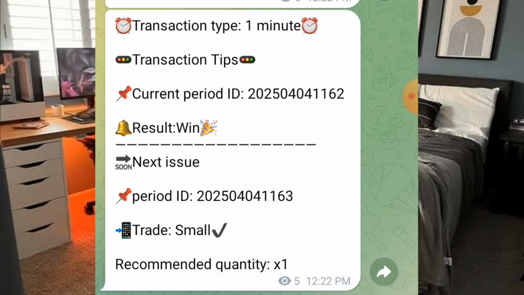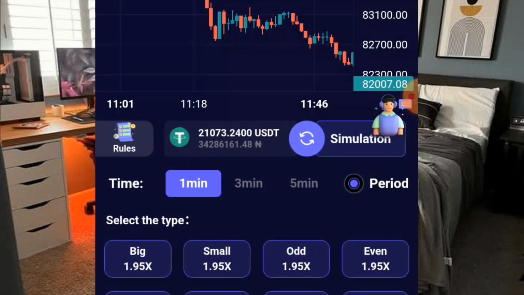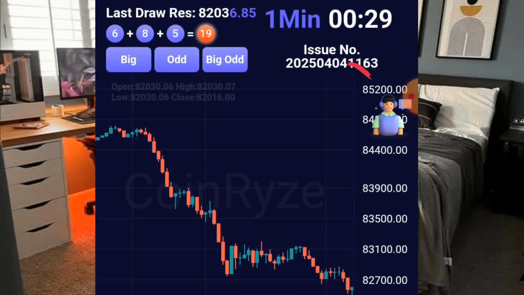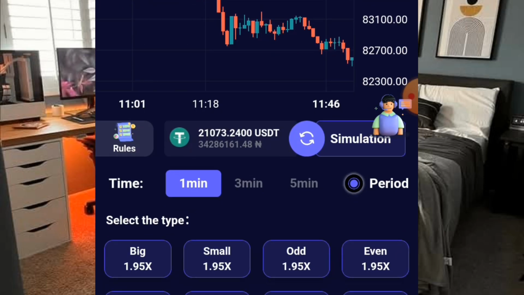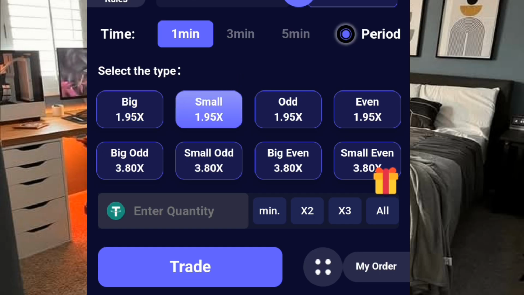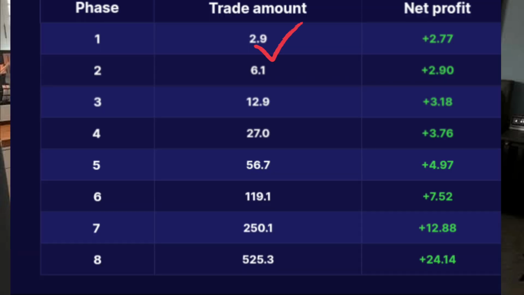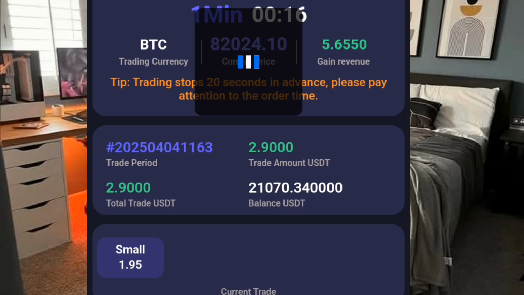So if you want to do it again, we just check the last 2 digits of the period ID here, which is 63. We check the trade type, which is small, and we confirm it on the site. The last two digits of the period ID is 63, so we choose small and we choose small, and we go to the base amount, which is 2.9, because we just won that trade.